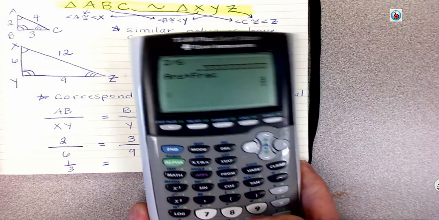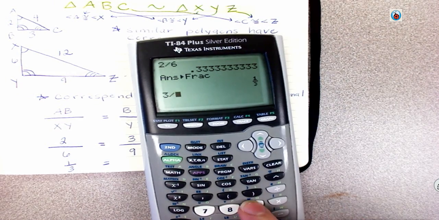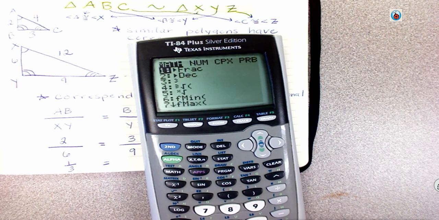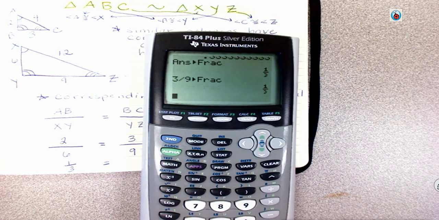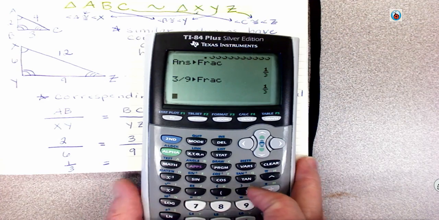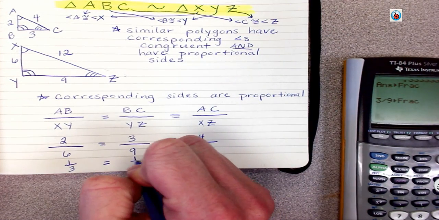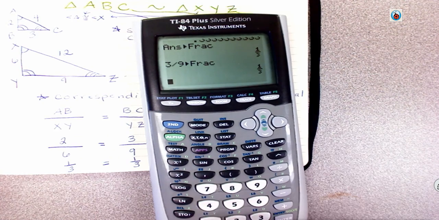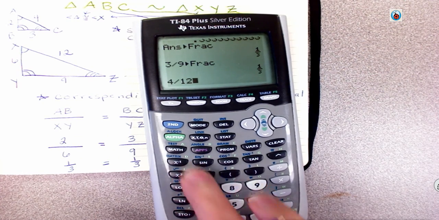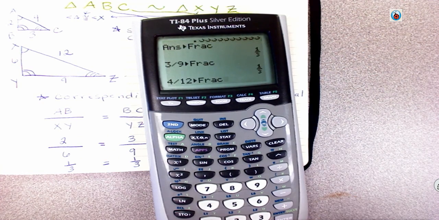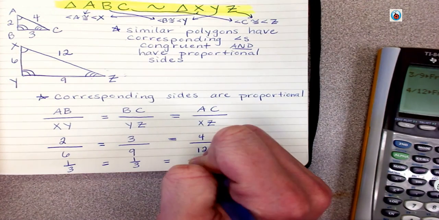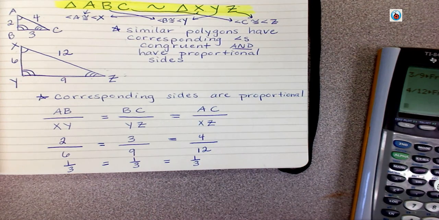Now I have 3 over 9. So 3 divided by 9, I want a fraction. I don't actually have to hit enter, I can go ahead right now and hit math, fraction, and that reduced fraction is 1/3, same thing. Then 4 over 12. So 4 divided by 12, fraction, 1/3.